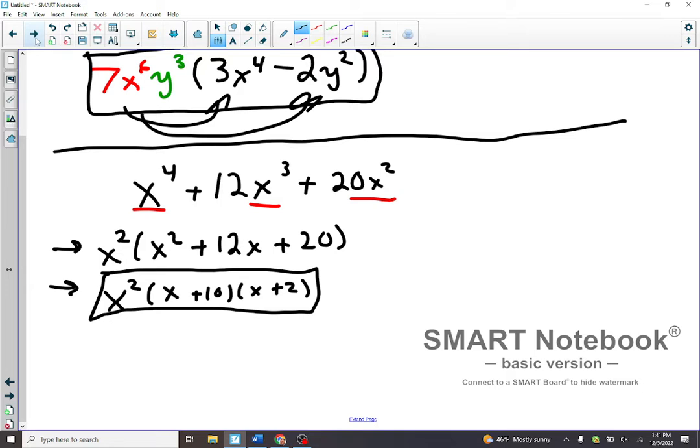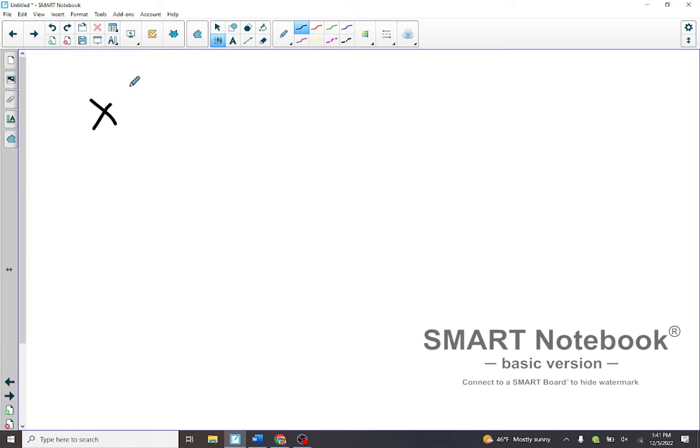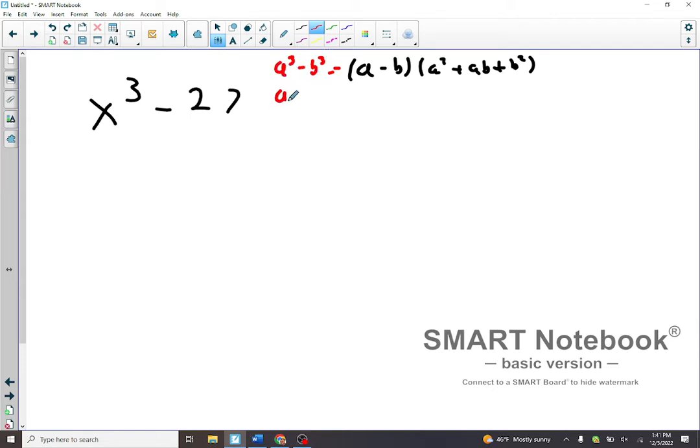All right, next one. x cubed minus 27. So this one is a very specific formula because it's the minus one: (A minus B)(A squared plus AB plus B squared). This is A cubed minus B cubed. If it's A cubed plus B cubed, the difference would be that this will be a plus sign and this will be a minus sign.